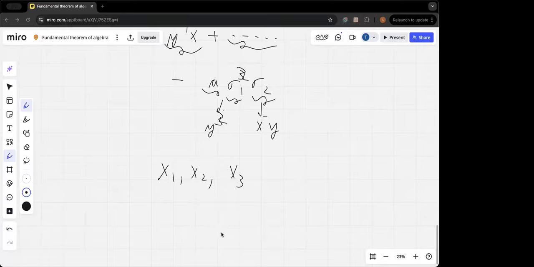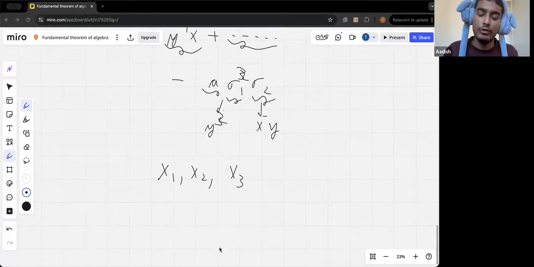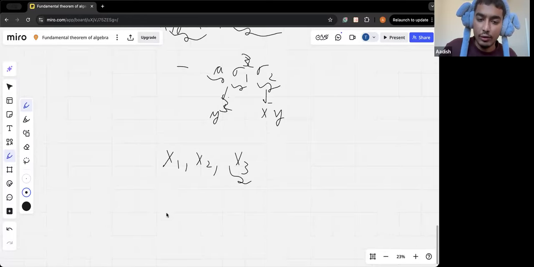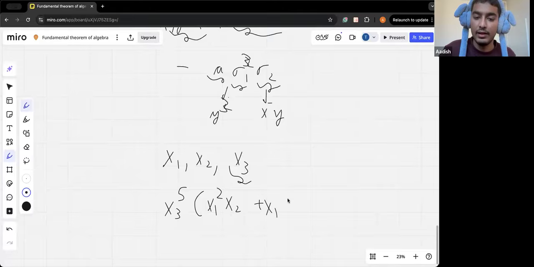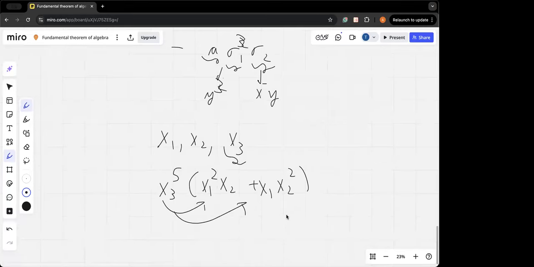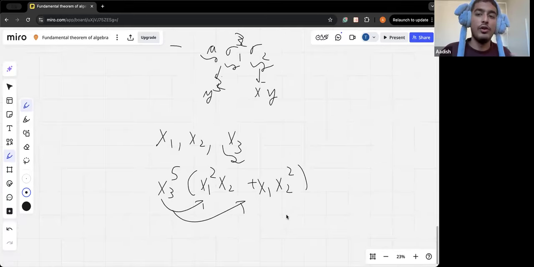I'm not sure what you mean. The issue is if you're only looking at the degree of one variable, say x3 to the 5, it can come with x1 squared x2 plus x1 x. There can be multiple terms corresponding to it, right? Correct. No, I was talking about taking one of those terms and resolving that. Yeah, but which order do you resolve them in?